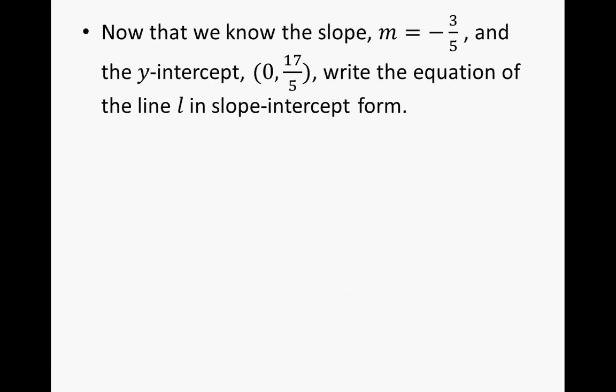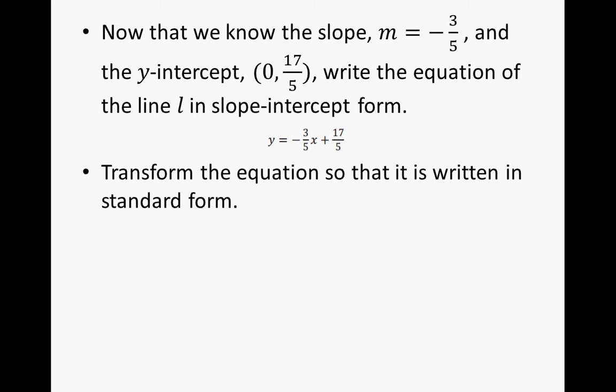So now that we know the slope is -3/5 and the y-intercept is at (0, 17/5), write the equation of the line in slope-intercept form. So that means we would have an equation of y is equal to -3/5 times x plus 17/5.